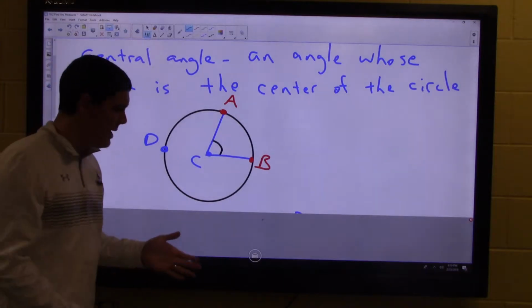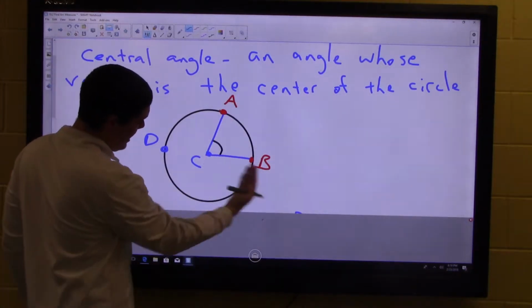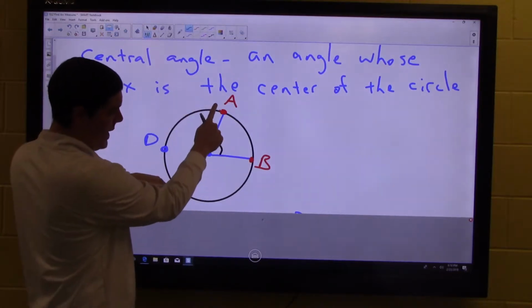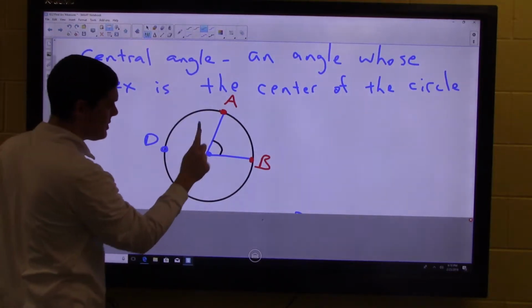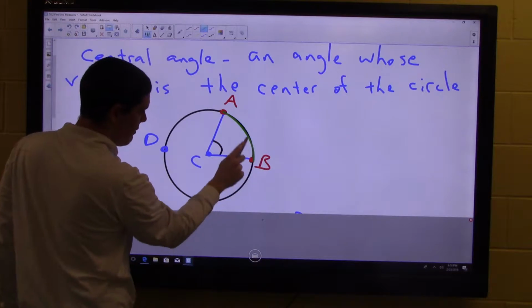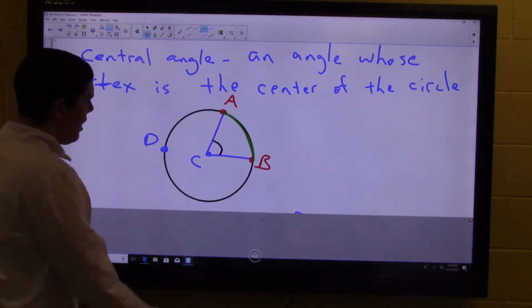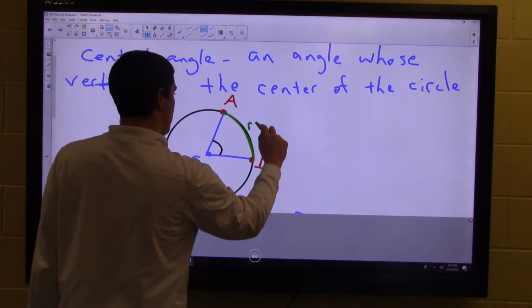So watch what's happening here. This angle is intercepting this small arc from A to B. Let me draw this out in green, from there to there. That's going to be the minor arc. When you think major and minor, obviously major is going to be bigger than minor, so that's an easy way to remember this. The one in green is the minor arc.